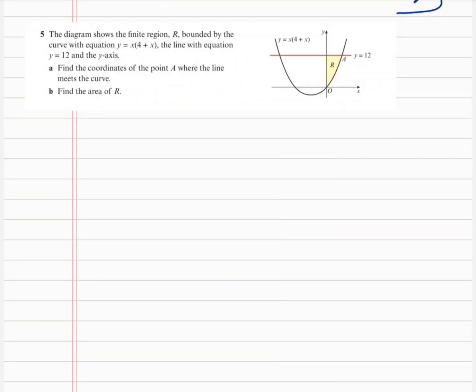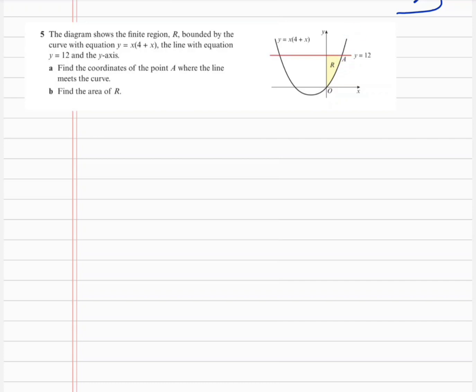Hi everyone, this video is on exercise 13G question 5. So we have this curve and also the line y is equal to 12. And in part A, we want to find the coordinates of the point A where the line meets the curve. And finally in part B, we want to find the area, which is the yellow region.